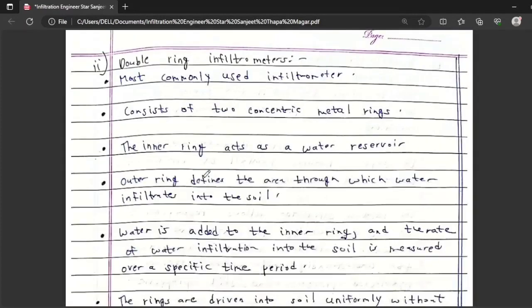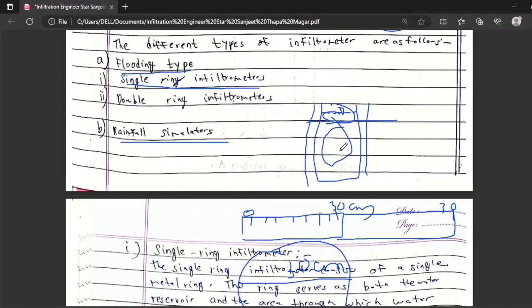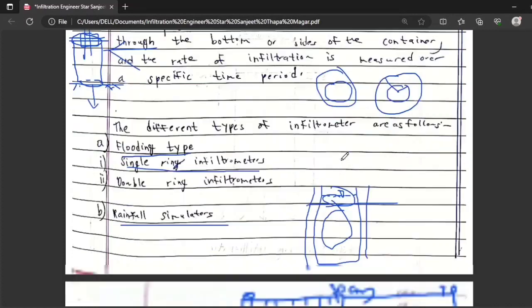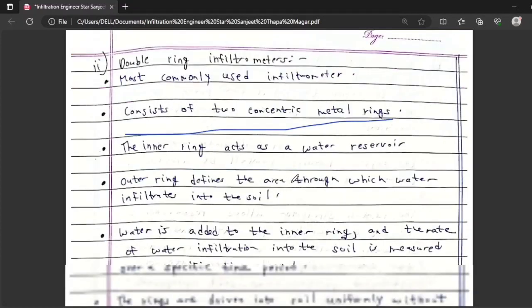Next is the double ring infiltrometer. This is the most commonly used infiltrometer, mostly used more than the single ring infiltrometer. It consists of two concentric metal rings, concentric meaning circles having the same center. The inner ring acts as the water reservoir. Outer rings define the area through which water infiltrates into the soil.